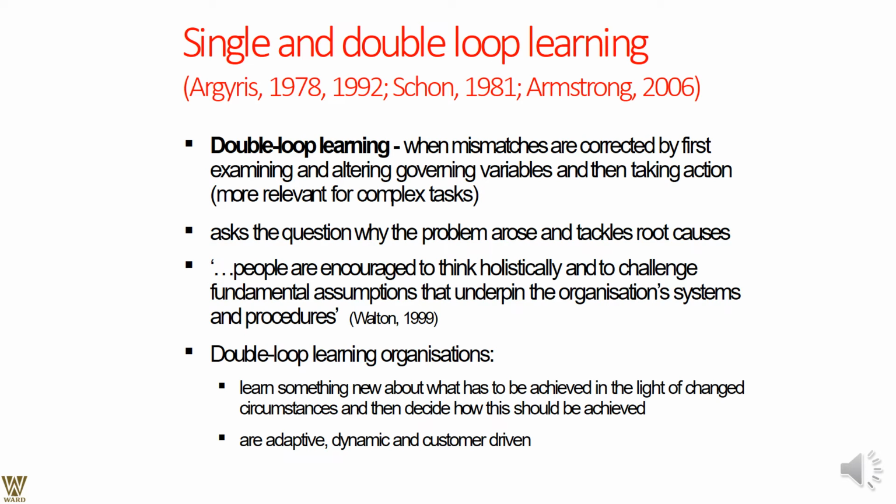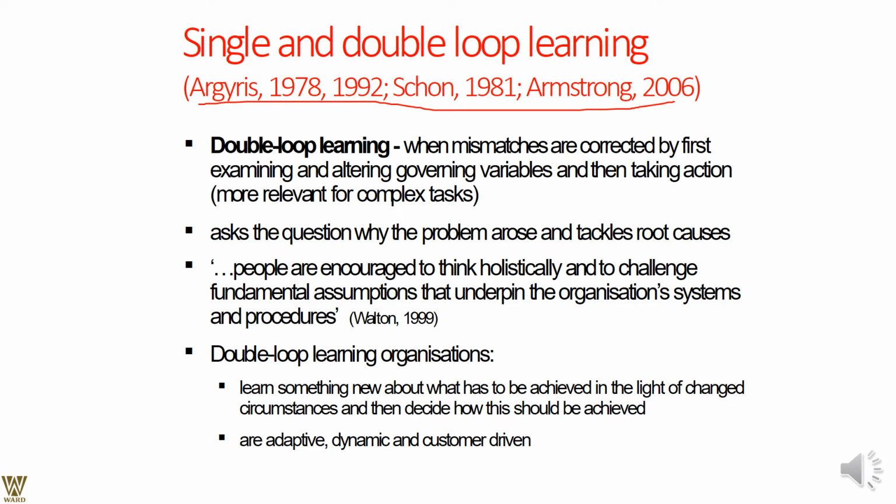But then let us bring forward a newer concept, and introduce you to a new concept called double loop learning. Again, the same authors that we have been talking about present what a single loop learning and a double loop learning is. Double loop learning is when a mismatch is corrected by first examining and altering governing variables and then taking action, definitely on a more complex reason. Ask the question why the problem arises. Tackle the root cause. So people are enabled to think holistically and to challenge fundamental assumptions that undermine the organization's systems and procedures. Walton 1999.